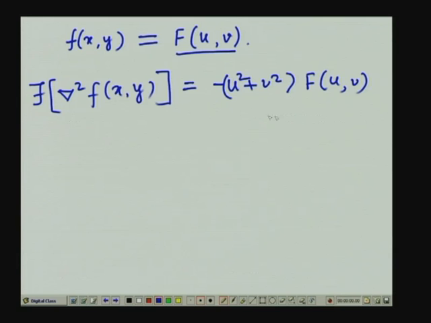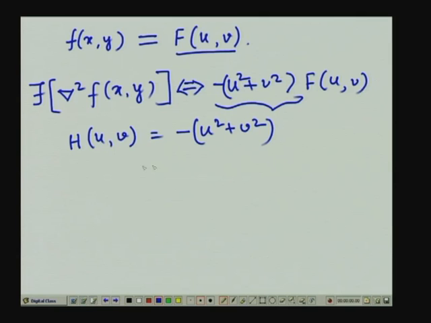Using this operation, if I consider H(u,v) equal to minus (u square plus v square) and use this as a filter, I filter this F(u,v), and after that I compute the inverse Fourier transformation, then the output that we get is nothing but a Laplacian operated output, which will obviously be an enhanced output.